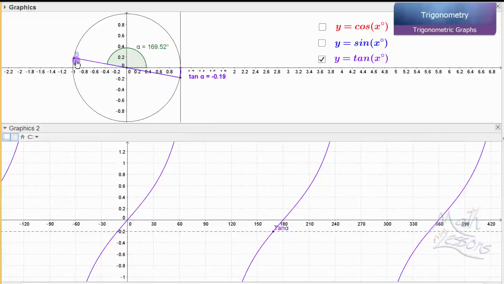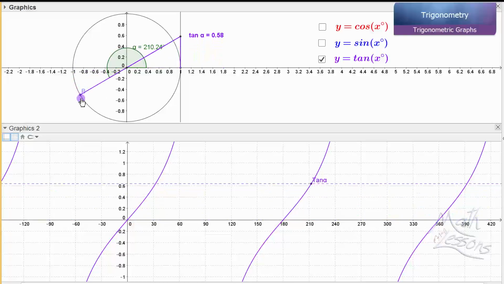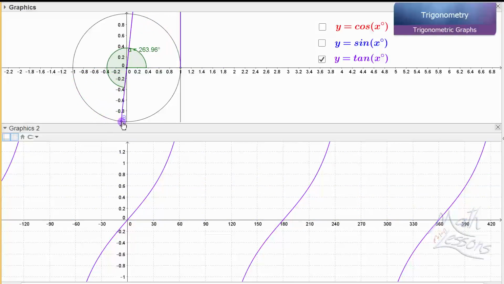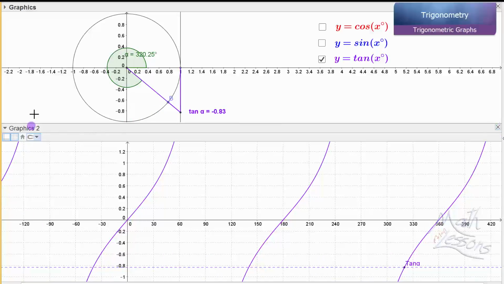Keep going round. We get to 0 at 180, and then beyond 180 we start getting bigger again, and eventually at 270 it will be undefined again, and then we project here and we come up on the bottom here, and again this graph will repeat itself. Okay, it goes on forever.